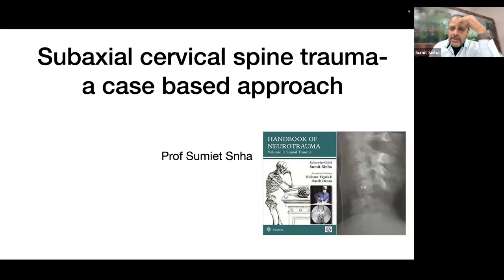So what I will be doing is I will be showing some cases, and I will be summing up the management of these subaxial cervical spine injuries according to what my previous speakers have already told.